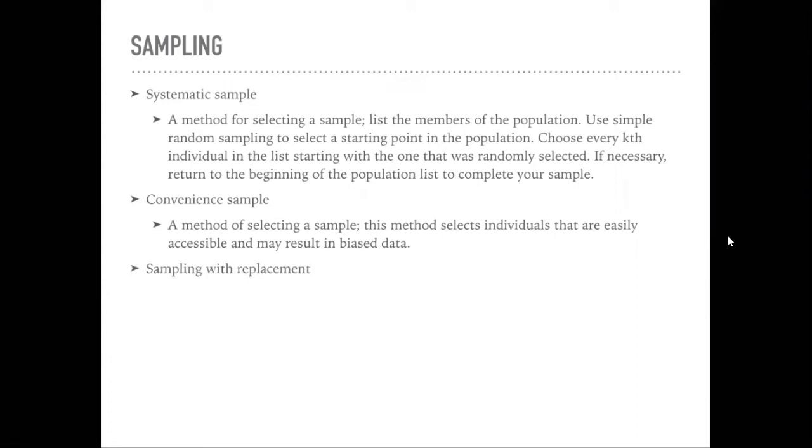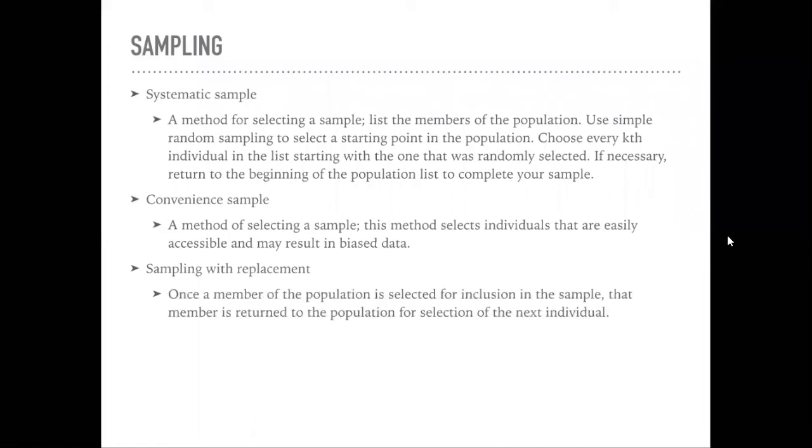Now, one thing to keep in mind as you are doing sampling, there is such a thing as sampling with replacement and sampling without replacement. So sampling with replacement is once a member of the population is selected for inclusion in the sample, that member is returned to the population for selection for the next individual. Sometimes this is good, sometimes it's bad. There's cases where you don't want to for some reason select the same person more than once, and there's times where it's okay to select them more than once.